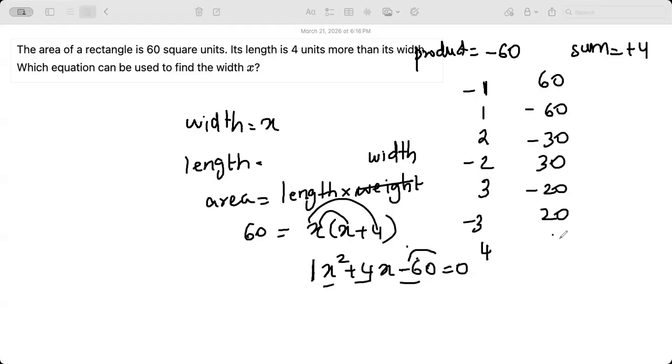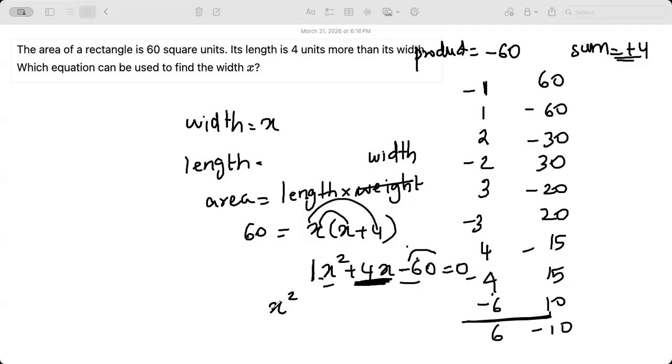4, 15, 5, 12, 4. And 6, 10. So what is that? 6 and 10 works. Did you see that? Yeah, negative 6, positive 10. Negative 6, positive 10. Yes, because that sum is 4. So what you do? You are going to split this and write it.